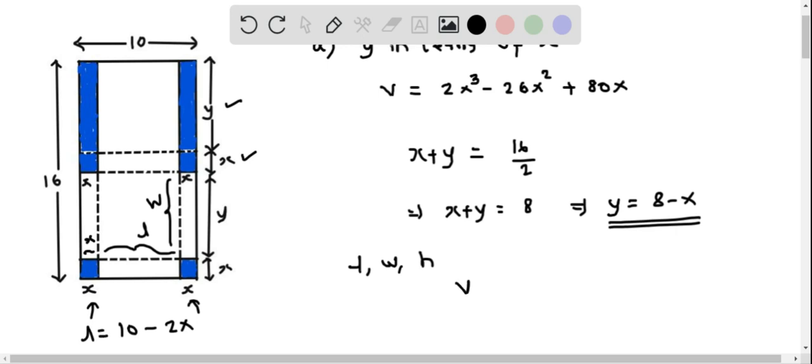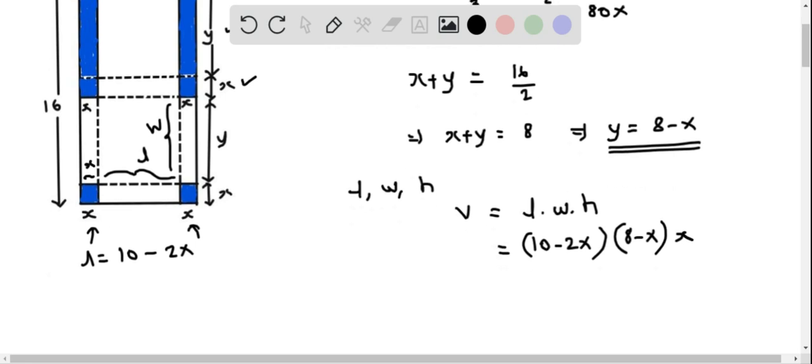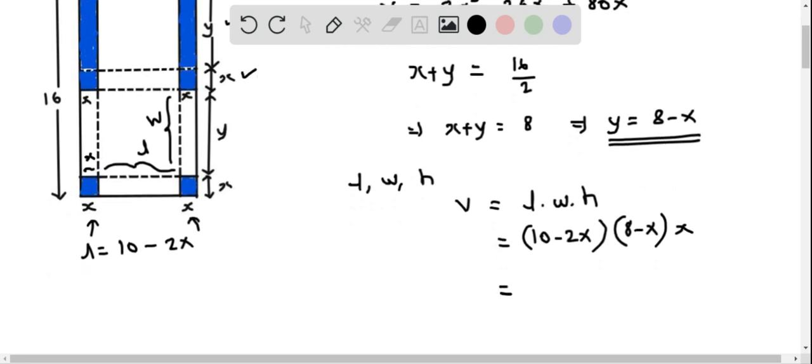So I'm going to write down the volume of the box as length times width times height. So now we know that length equals 10 minus 2x. And then we determine the width, which is exactly y, so I can replace y with 8 minus x. And then the height of the box is x. So we can distribute this and put it in a simplified form. So this equals 10 minus 2x. First, I distribute the x into the two terms inside the brackets. So 8 times x is 8x, and minus x times x is x squared.